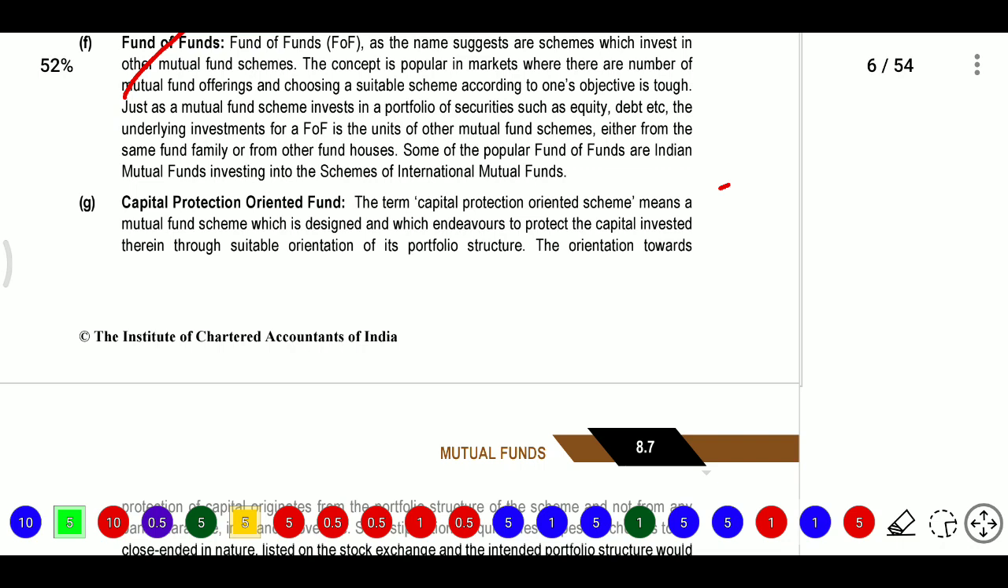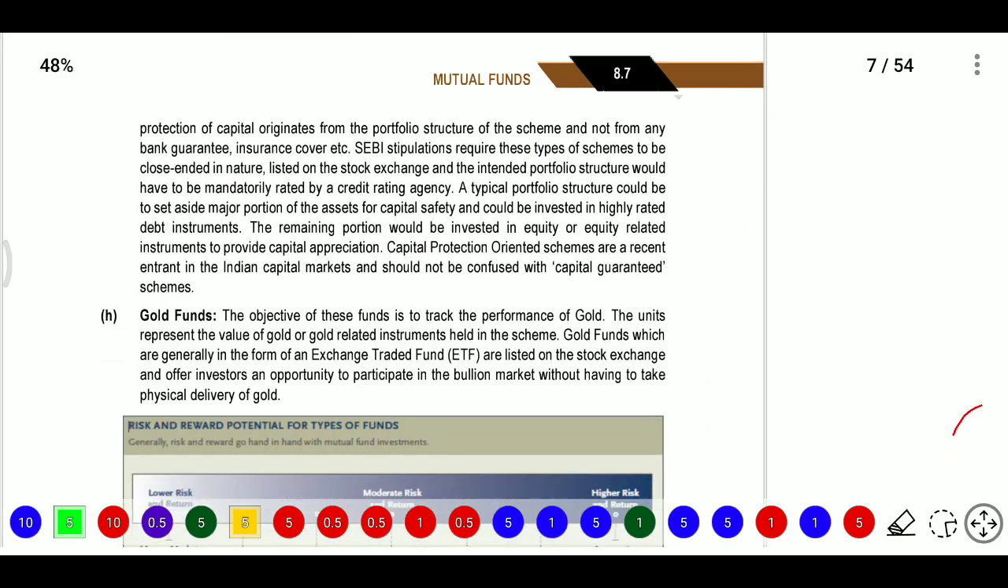And capital protection oriented funds. Capital oriented schemes means mutual funds designed to endeavor to protect our invested capital. If a person invested 100 rupees in one fund or one security, the major focus is first to get back the principal amount, and after that some additional amount. And here we discuss one hurdle rate, meaning the minimum benchmark return we will get, that all comes in this place.